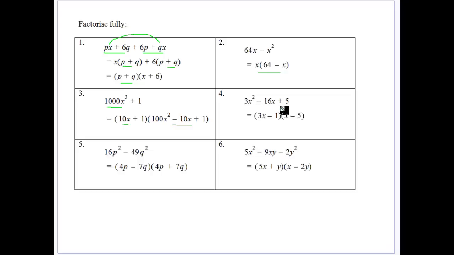3 terms, no common factors, so I can't take anything out. I'm left with a trinomial. So I do my cross method. 3x times the x gives me 3x squared. Minus 1 times minus 5 gives me 5.